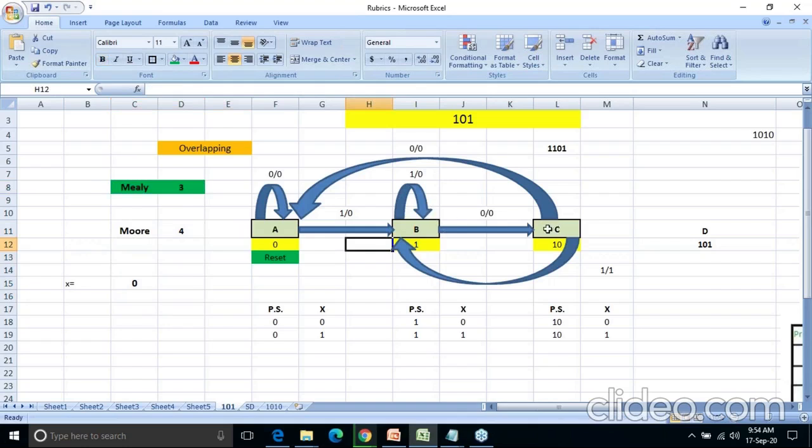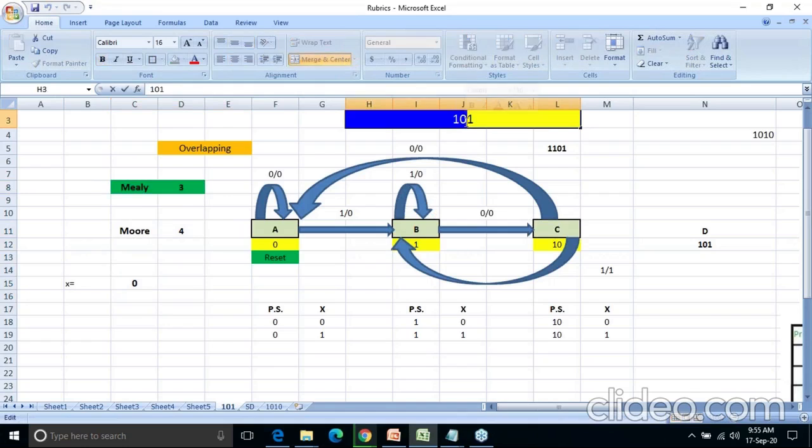Now you are in state C, where 1 0 is already detected. My input might be 0 or might be 1. If that is 1, what is the meaning of that? My whole sequence is getting detected.